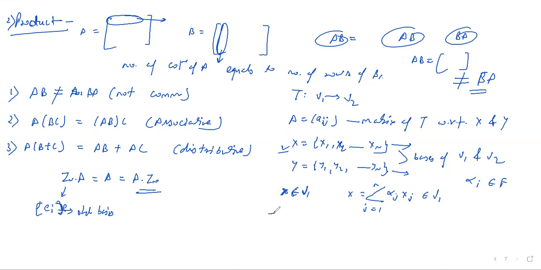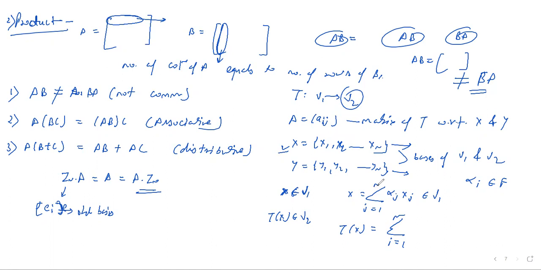Now, what will be the image of this vector? The image of this vector is T of x, and this image belongs to my vector space V2. The corresponding basis of vector space V2 is y1, y2 to ym. So I can write T(x) as a linear combination of these basis vectors of V2. So T(x) equals the sum over i going from 1 to m.